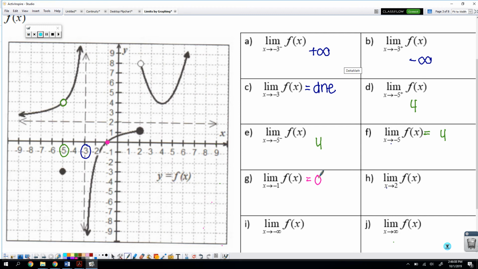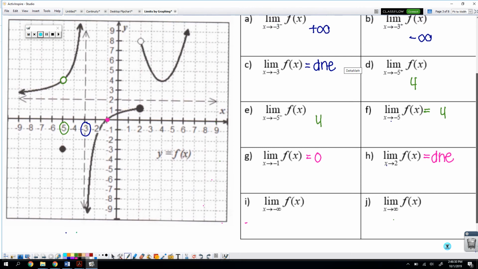Now we're going to do the limit as x approaches 2. If you look at the limit as x approaches 2, you have to check from the left and the right. If you stand on the left side, it looks like from the left we're going to 1. And on the right side, I'm going to keep scanning and it's to 8. So that means that this one does not exist.